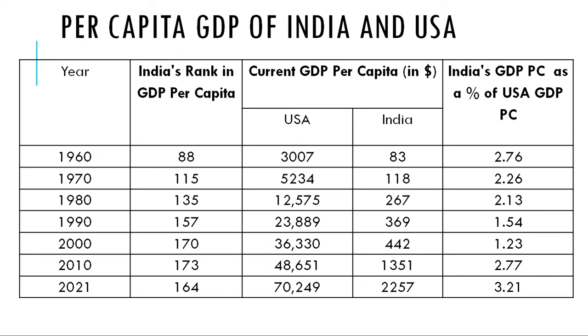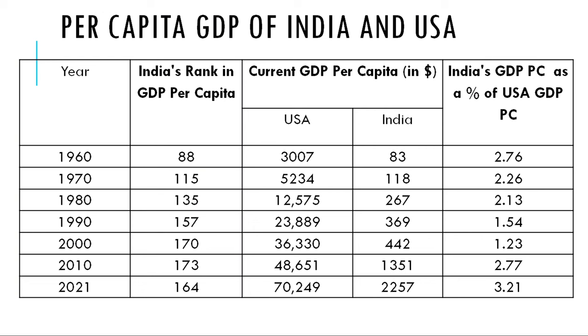But in a percentage way, 2.76 and 3.21 is just a little difference. It's a very, very small increase. It looks very small, so we have to go a long way. If you look at GDP per capita, our rank is not at that level. In the 60 years, we were able to increase only to a very small level.